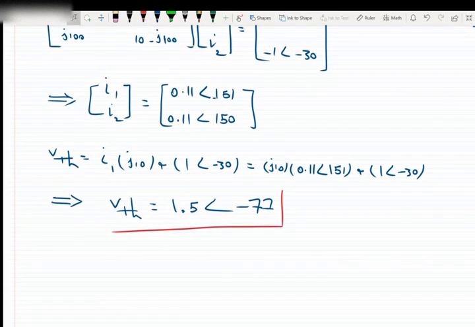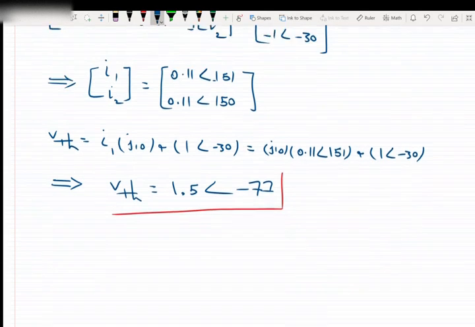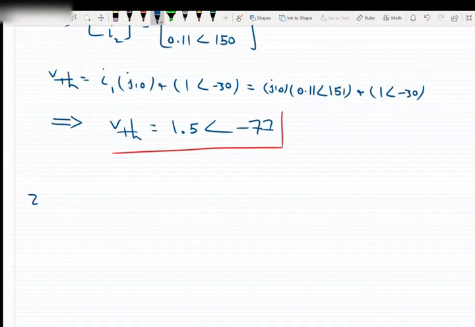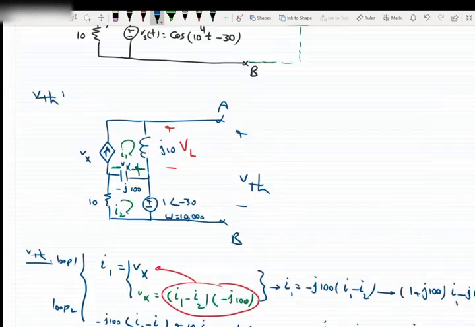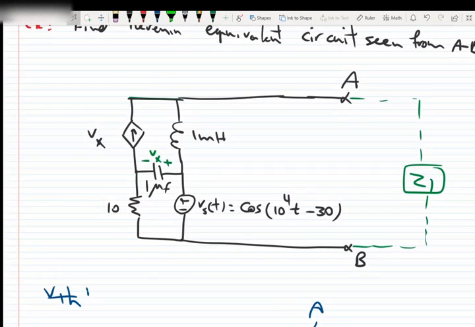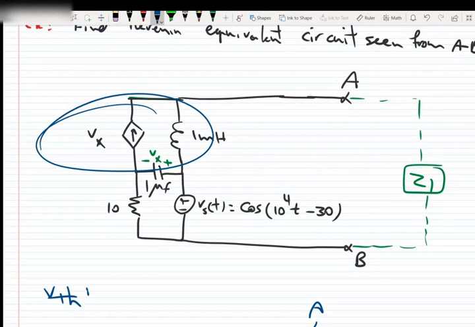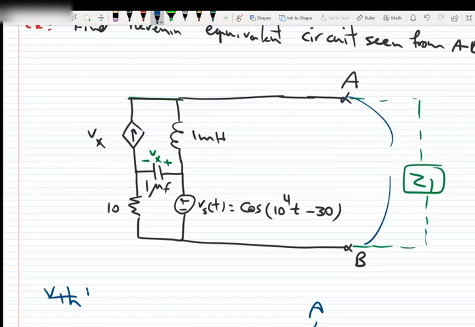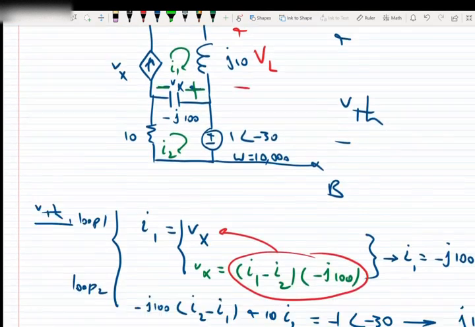Now we want to find Z Thevenin. Because we have a dependent voltage source in this circuit, we need to use a test voltage source. If you remember, we apply the test voltage source and find the current and divide the voltage by current, and it's called Z Thevenin. Let's do that.